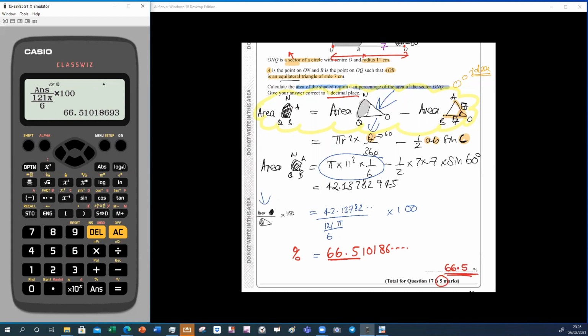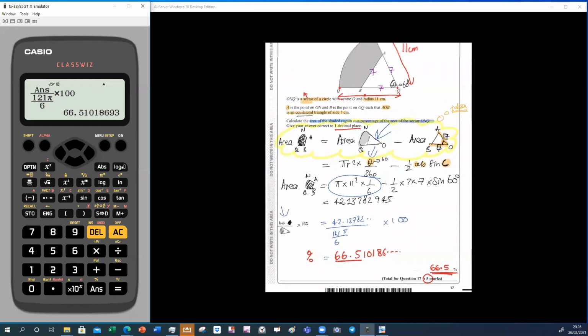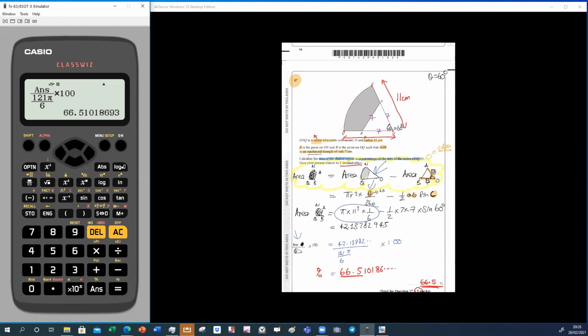And that's the question finished, and that's worth 5 marks. So that particular question, that's what's required for that question. So what was the key part of that question, Ismail? Understanding it and having the correct what? Formulas. Having the correct idea. You've got to have the correct idea. The formulas come afterwards. You've got to know how to work out the shaded part.